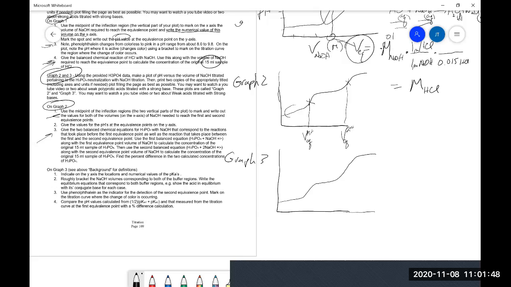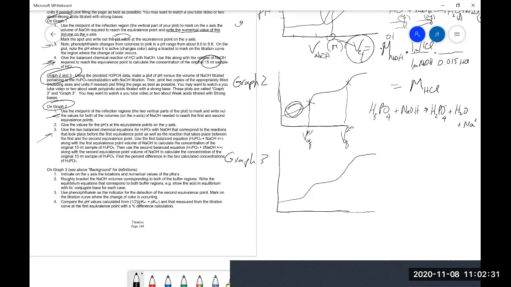So in this first part, before the first equivalence point, what is the reaction that's taking place? For that one, I know that there's phosphoric acid in there, and I know I'm adding NaOH. And I know that I'm getting H2PO4 minus plus H2O plus Na plus. Okay. That would be for the first equivalence point.